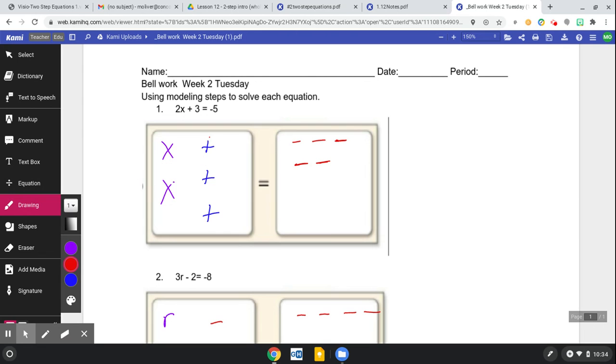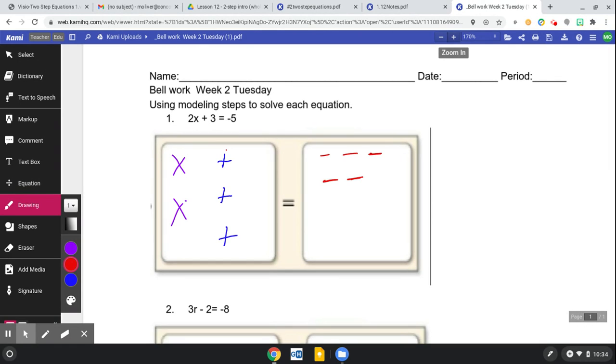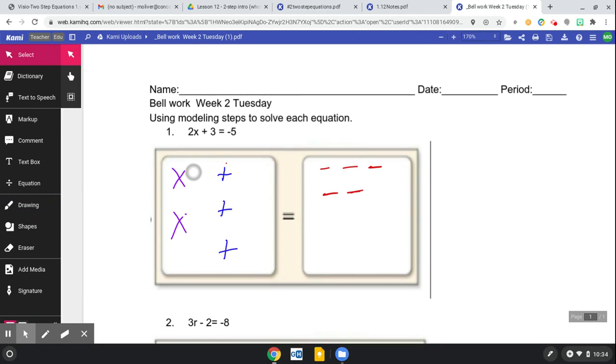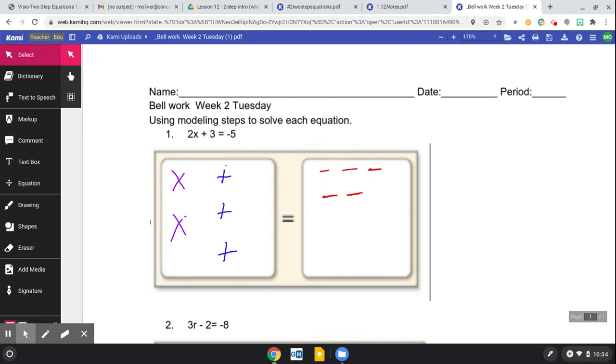Okay, so today is your bell work. What I did here was I went ahead and started my bell work. I have the equation represented of two x's. Here we have my 1x, 2x, and then I have three positives, 1, 2, 3. Then it equals 5 negatives. My job is to find out what one of these x's actually equals.